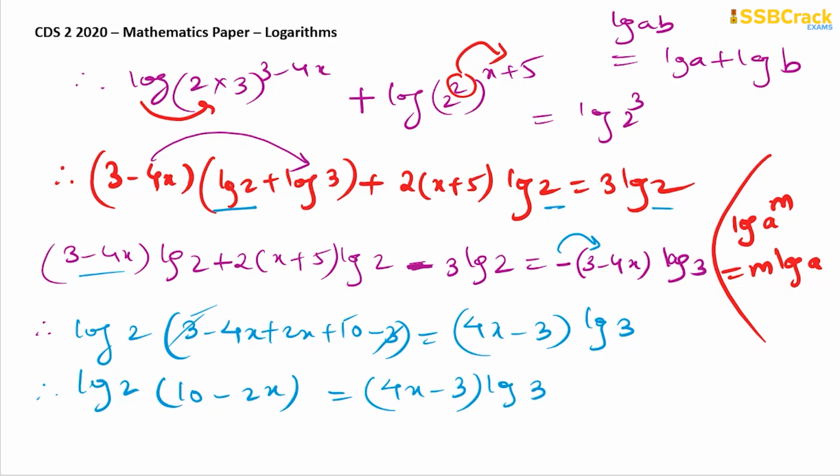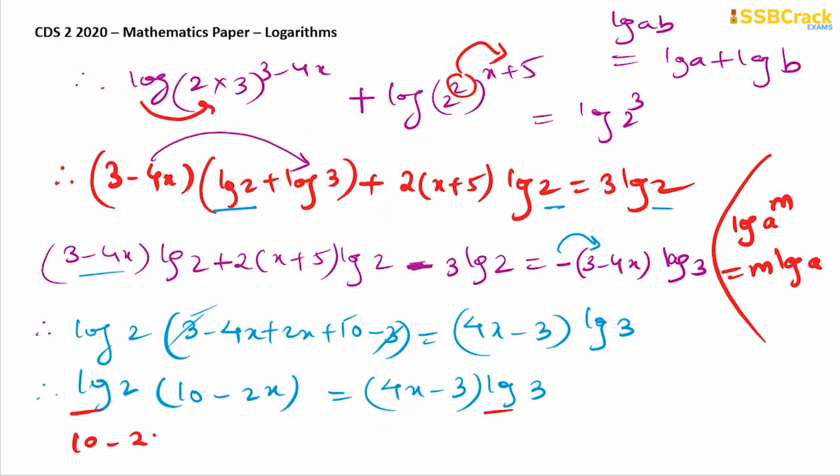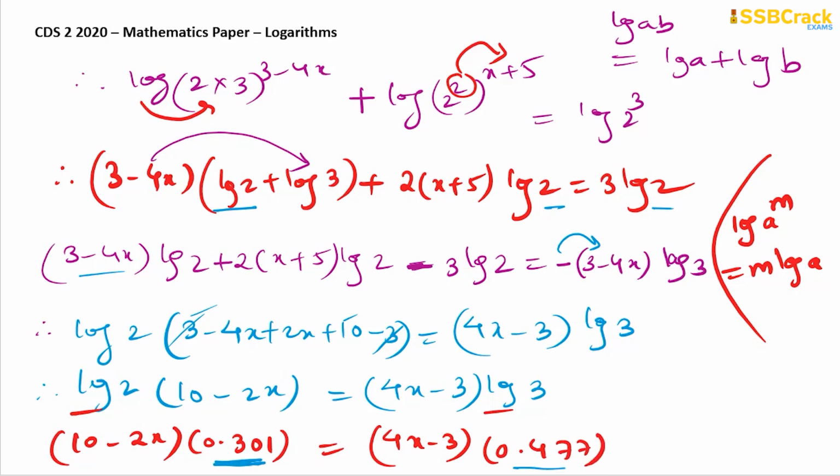Now we have already been provided with the values of log 2 and log 3 in the question, isn't it? See, these are the values. So we will be using these values now. We will have (10 minus 2x) times the log 2 value, which is given to be 0.301, equal to (4x minus 3) times the log 3 value, which is given to be 0.477. We can take 0.301 and 0.477 as 301 and 477 because both of them have the same places of decimal, so they cancel. So hence we shall have on the next line (10 minus 2x) times 301 equals (4x minus 3) times 477.